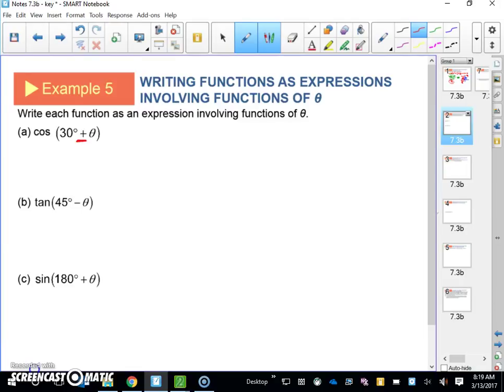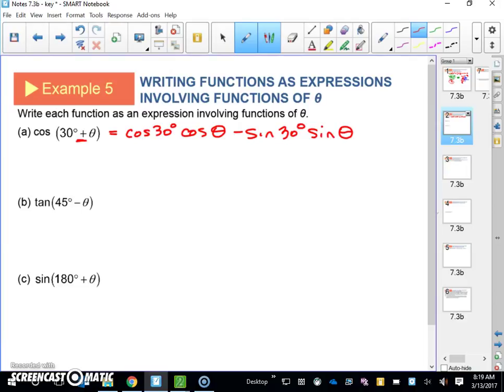This is a cosine sum, and the cosine sum formula says cosine of the first, cosine of the second, minus sine of the first, sine of the second. Check your formula sheet, make sure that's right. Cosine, cosine, minus sine, sine. It's not that hard to memorize. I'm not going to force you to memorize it. It's not really that hard to memorize.